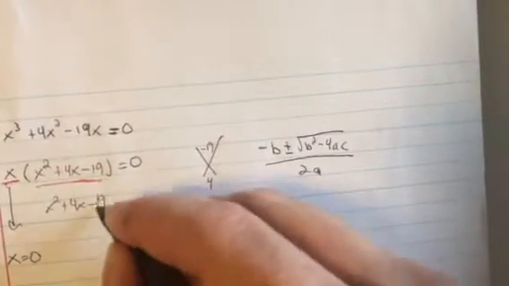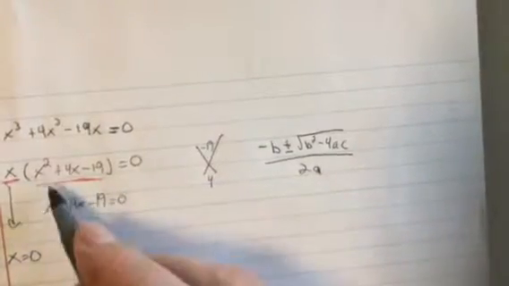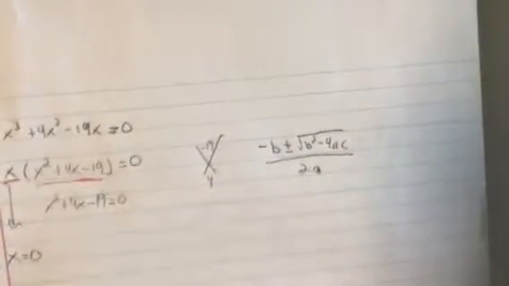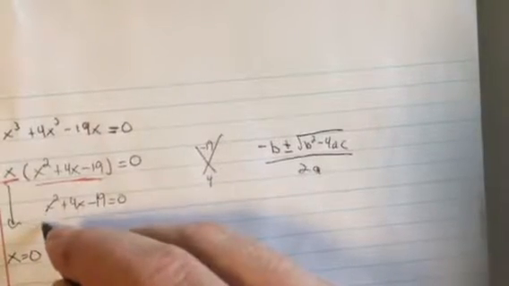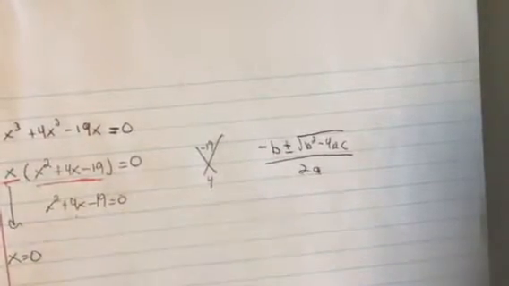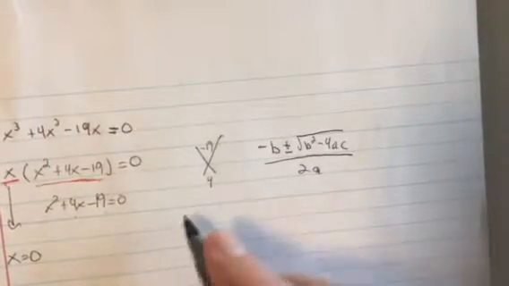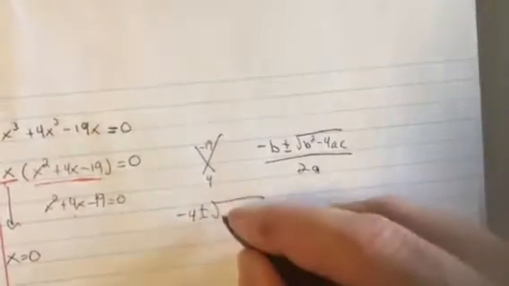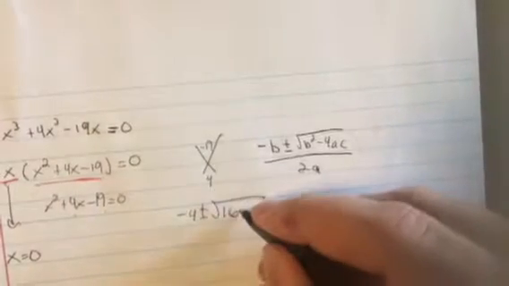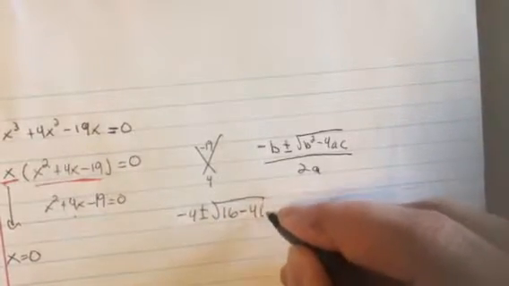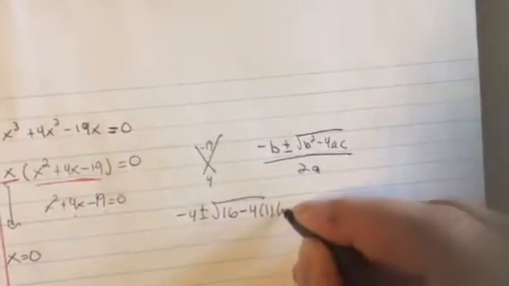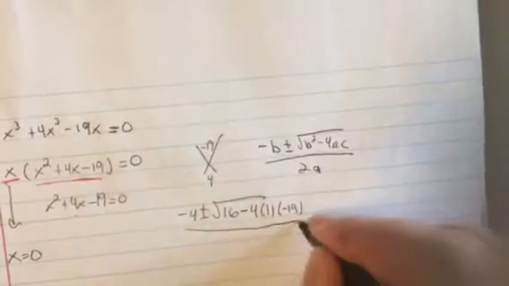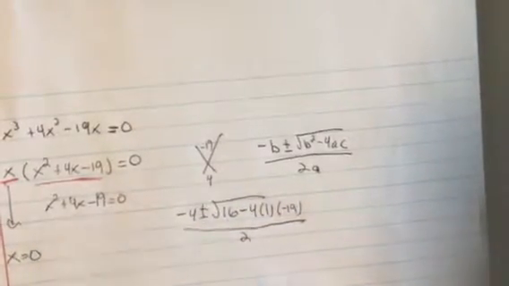These are the x values when a quadratic is equal to 0. It has to be equal to 0, and we want this to equal 0. And so here a is 1, b is 4, c is negative 19. So I'm going to plug that in over here. It's negative 4 plus or minus the square root of 4 squared, which is 16, minus 4 times a times c, all over 2a. 2 times 1 is 2.